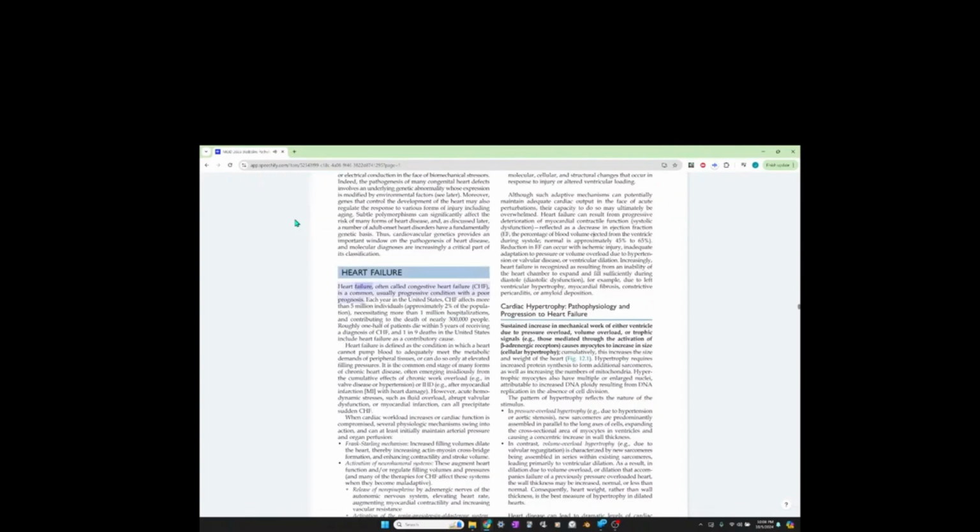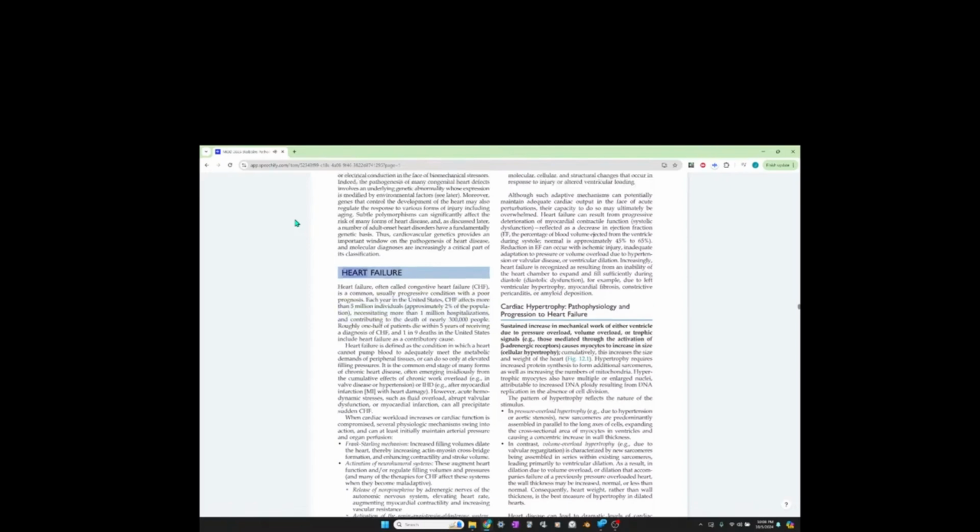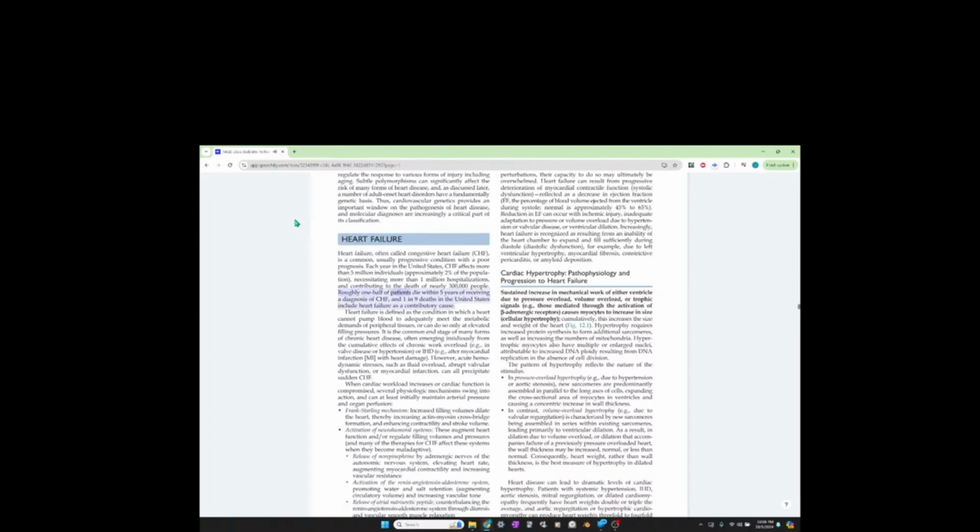Heart failure. Heart failure, often called congestive heart failure, is a common, usually progressive condition with a poor prognosis. Each year in the United States, CHF affects more than 5 million individuals, necessitating more than 1 million hospitalizations and contributing to the death of nearly 300,000 people. Roughly 1/2 of patients die within 5 years of receiving a diagnosis of CHF, and 1 in 9 deaths in the United States include heart failure as a contributory cause.